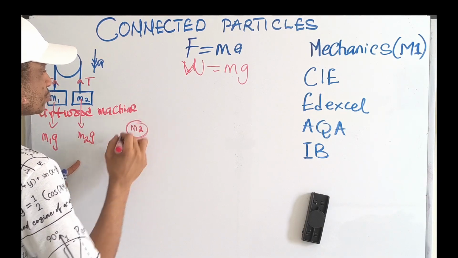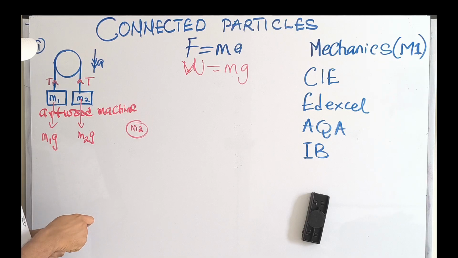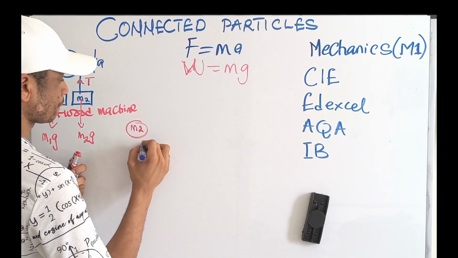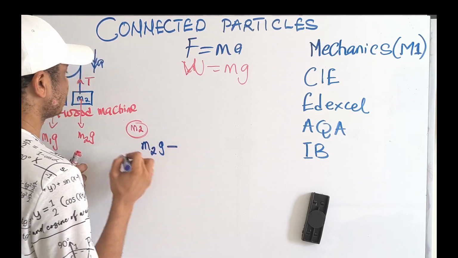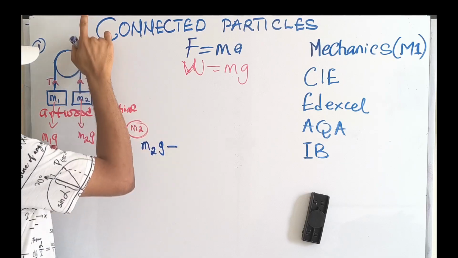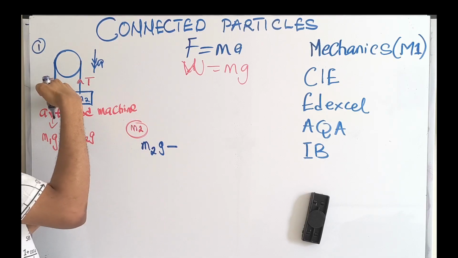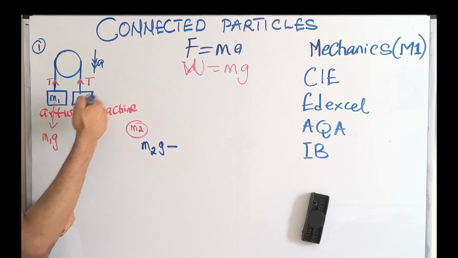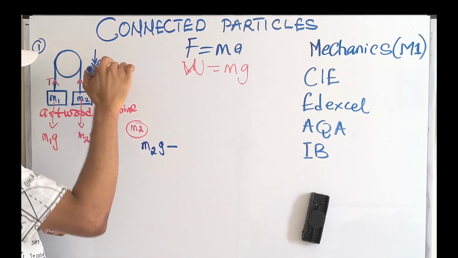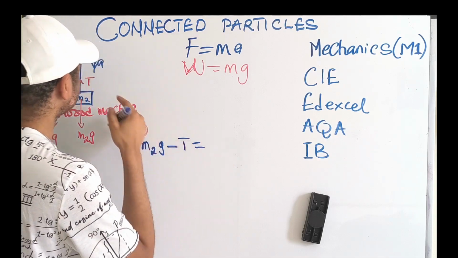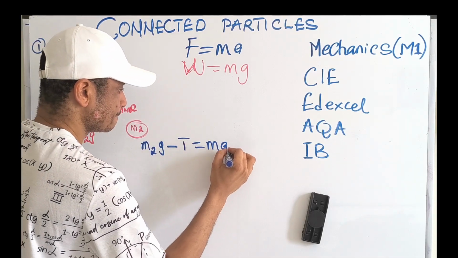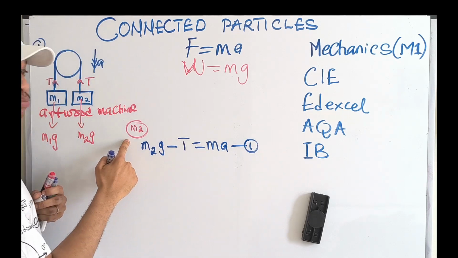So I'll write M2. So this will be M2g minus T. So down minus up. So I'm considering here. If I was considering here, I will go like this. So down minus up is equals to m2a. So this is my first equation for M2.